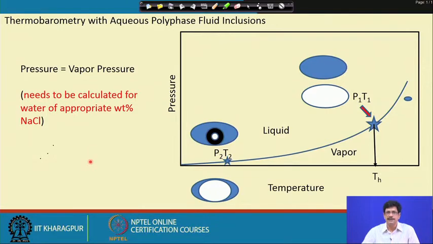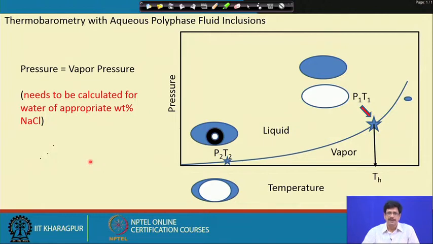Previously we discussed that if on the isochore we have a pressure known at any point, we drop a perpendicular to the temperature axis and get the temperature of trapping. The difference between the temperature of trapping and the temperature of homogenization gives us an idea about how much correction would be required to our temperature of homogenization to know the true temperature of trapping.